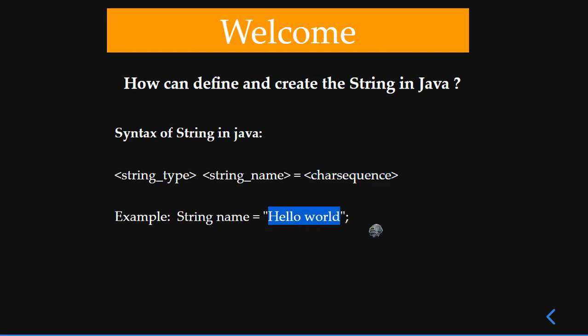The one thing you have to remember is that you need to put double quotes. Whatever you are going to write, you have to write inside of the double quotes. So double quotes is the identification of the string, and single quotes is the identification of char.